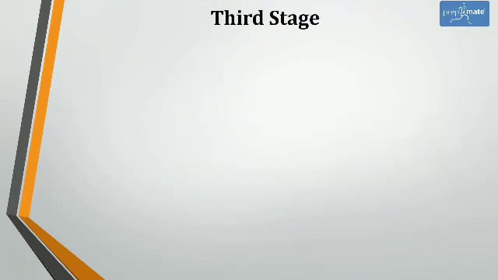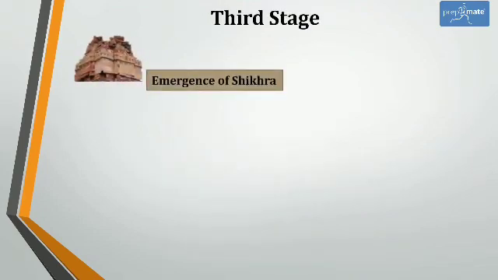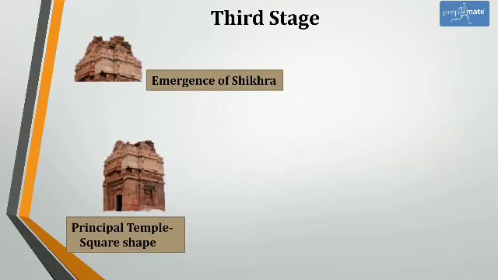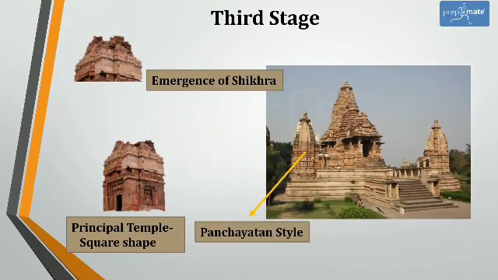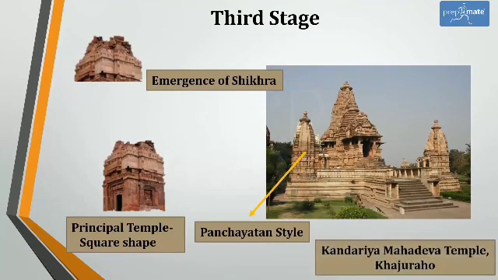In the third stage, flat roofs were replaced by a shikhara or a mountain peak-like structure. The principal temple was square in shape with a mandap or a congregation hall of worshippers in front of it. The Panchayatan style was introduced, under which 4 subsidiary shrines were constructed along with the principal shrine. An example of such a temple is Kandarya Mahadeva Temple at Khajuraho.